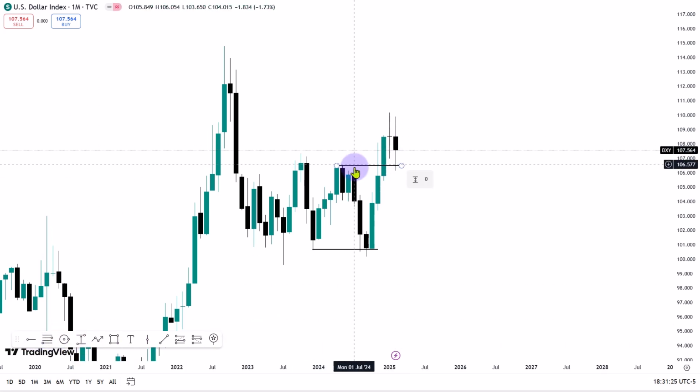And where's the next draw on liquidity? Because that is more important in determining order flow. Knowing the directional bias, and knowing where price action is most probably going to trade into, is very important.